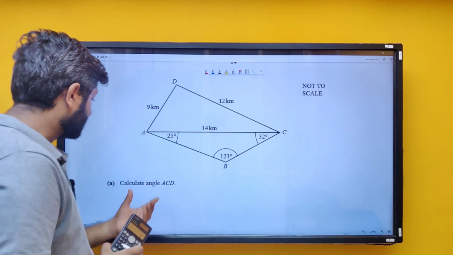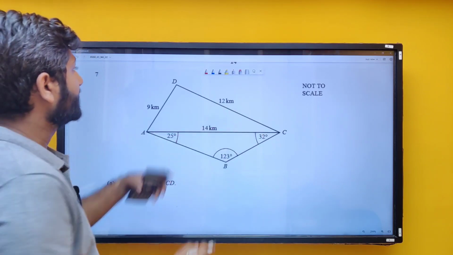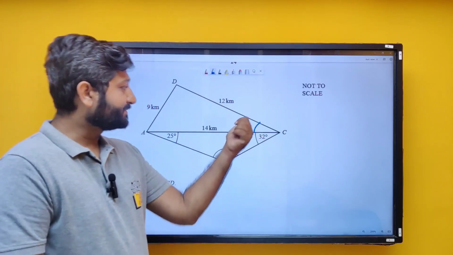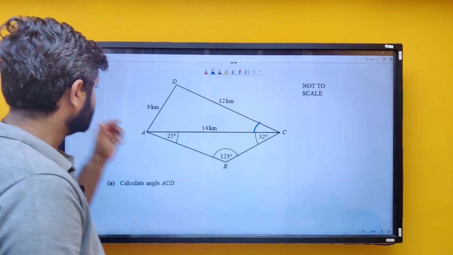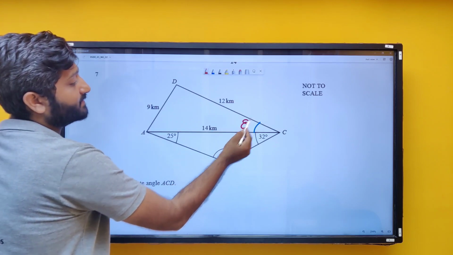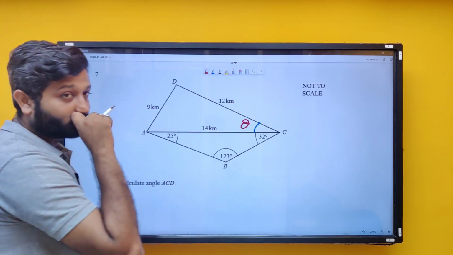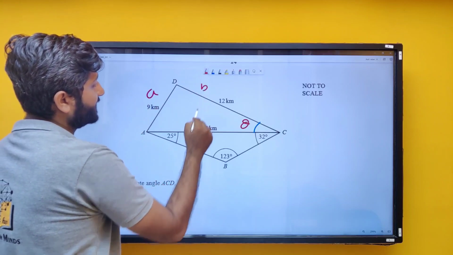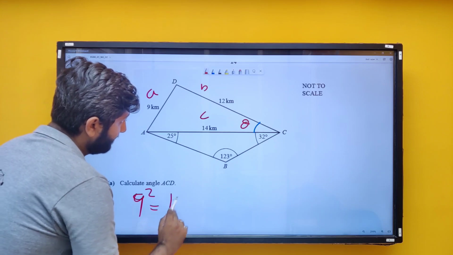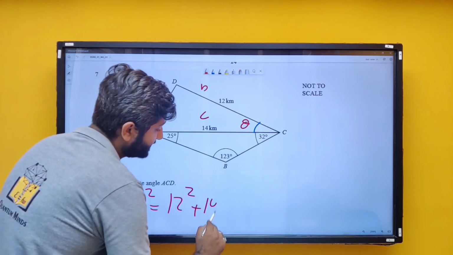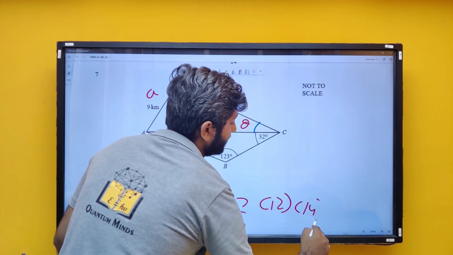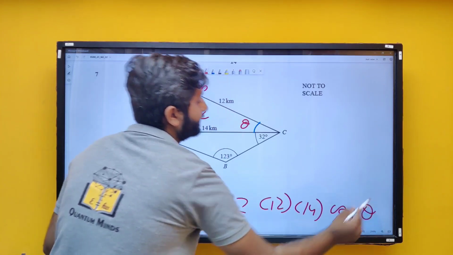Calculate angle ACD. I am supposed to calculate angle ACD. We have been given 3 sides and I am supposed to calculate an angle, so we have to use the cos rule. This is the angle theta which I am supposed to find. The side opposite to this angle will become my A and the other 2 sides will be B and C. So A square equals B square plus C square minus 2 B C cos theta.